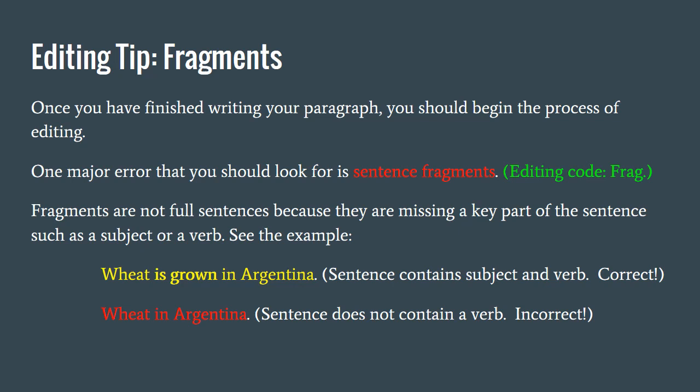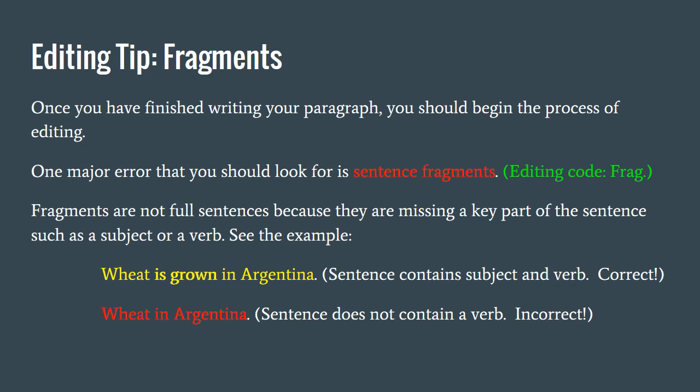So the next thing we're going to talk about is a tip for editing your paragraphs. And we're going to talk about fragments. When you think of the word fragments, think of something that's broken and not complete. Once you have finished writing your paragraph, you should begin the process of editing. And one major error that you should look for is sentence fragments. If I'm giving feedback on a paper, I may just write the word "frag," and maybe you've seen it with a teacher before. They've written on your paper "frag" with a period or something like that. That tells you that your sentence is not a complete sentence and you need to complete it.